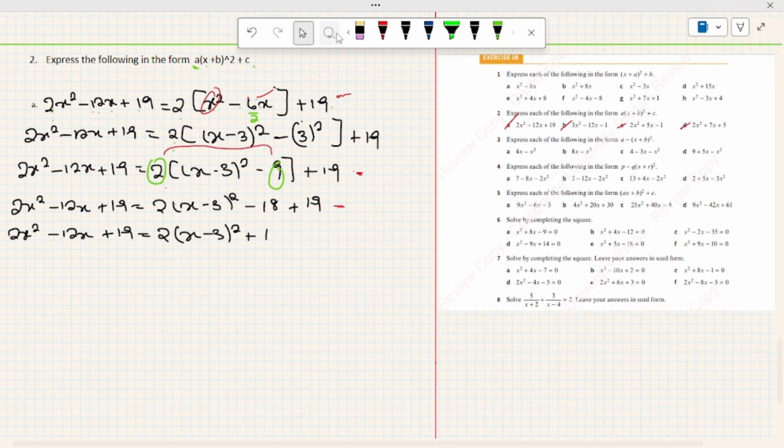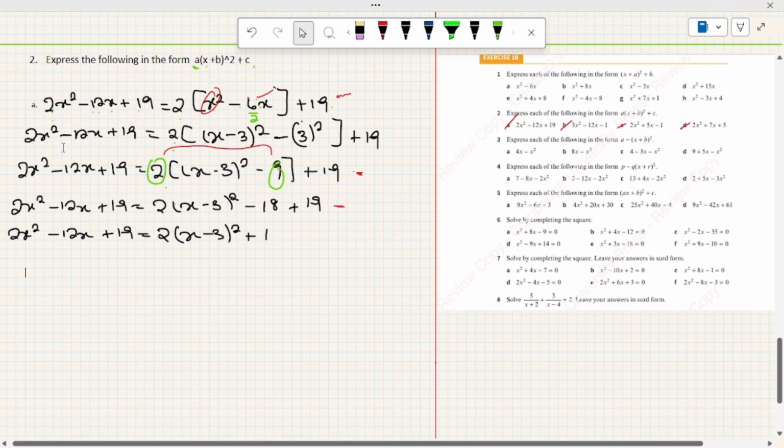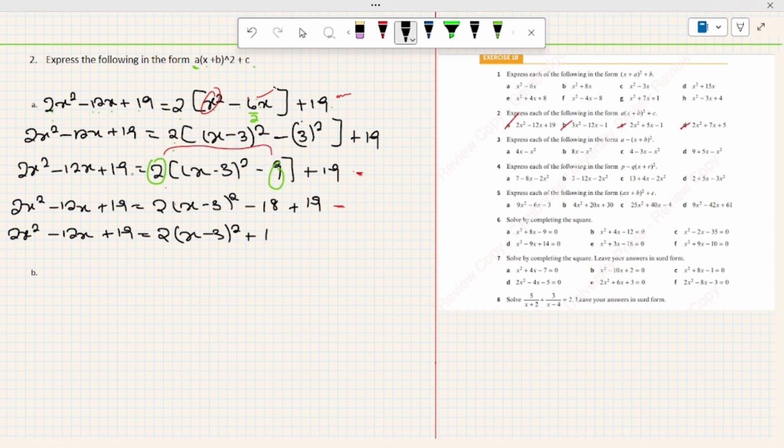So let's go on to the second question. The second question is B. It says 3x squared minus 12x minus 1.